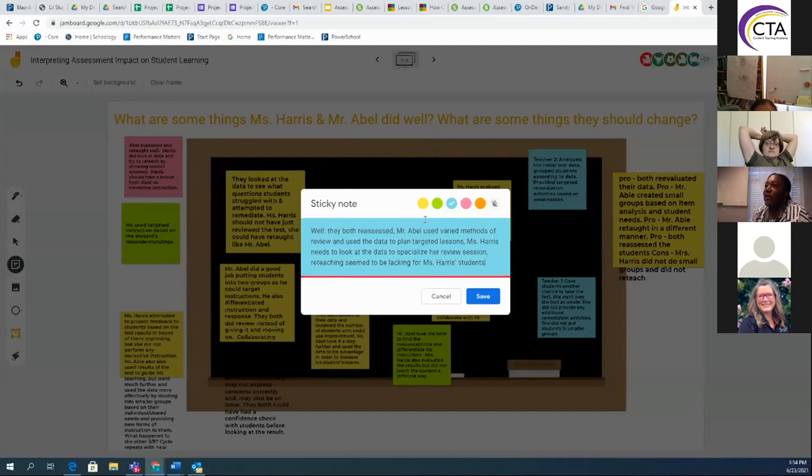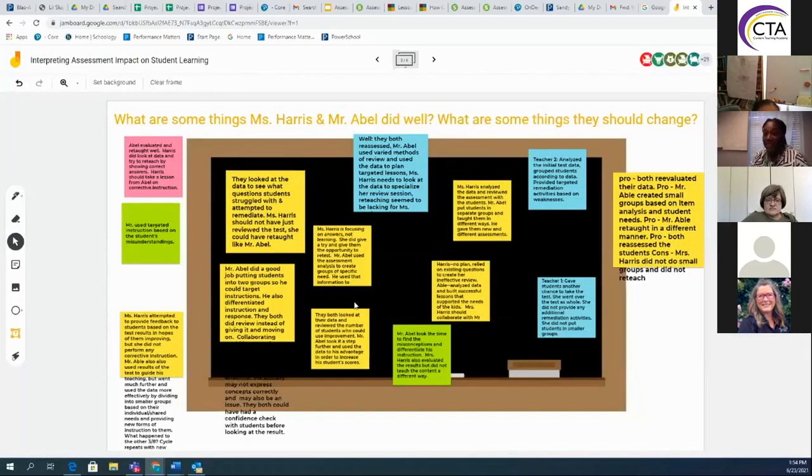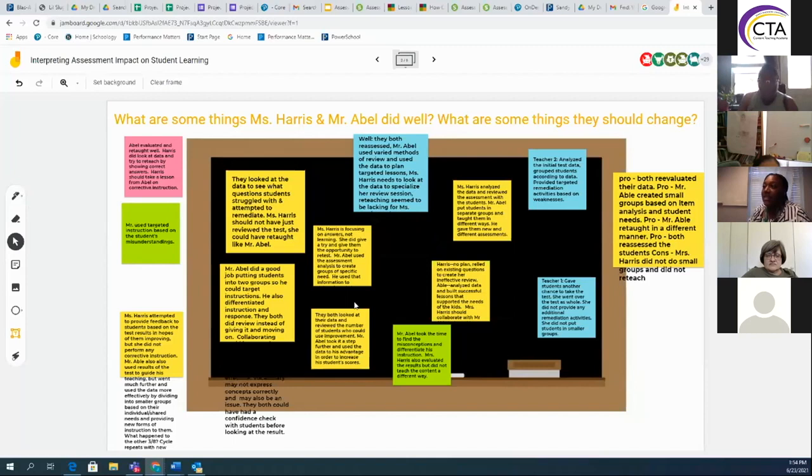Great. Mr. Abel used varied methods of review and used data to plan targeted lessons. Ms. Harris needs to look at the data to specialize her review sessions. Reteaching seems to be lacking for Ms. Harris' students. Yes. Go ahead, please. I felt like the biggest and most important thing through that whole process for these 18 students was they did a collaborative effort in their corrective method of instruction, where there were 2 teachers, and then they retested or reassessed.